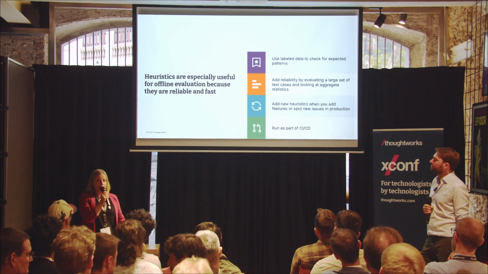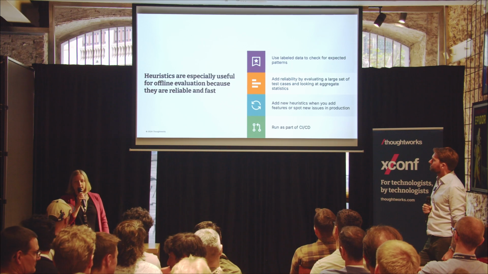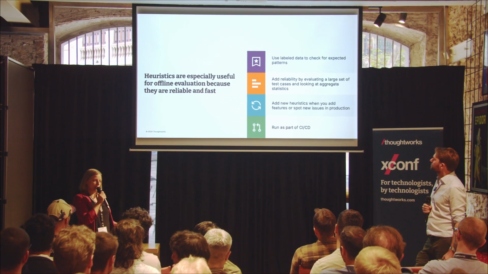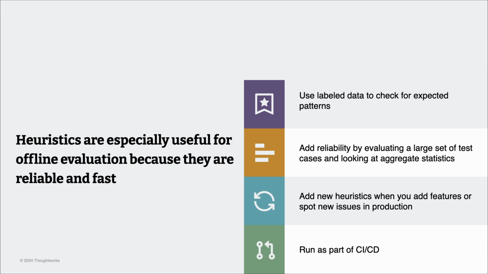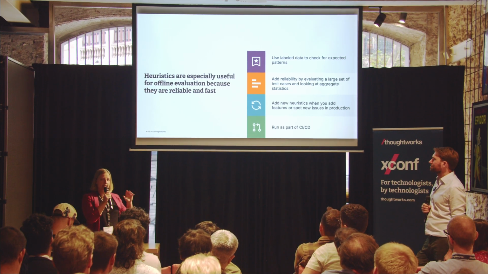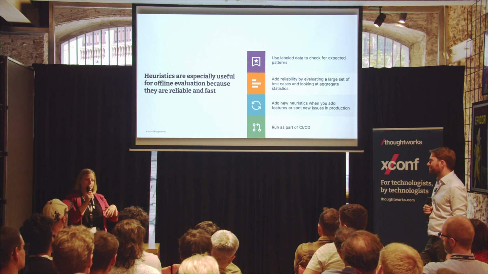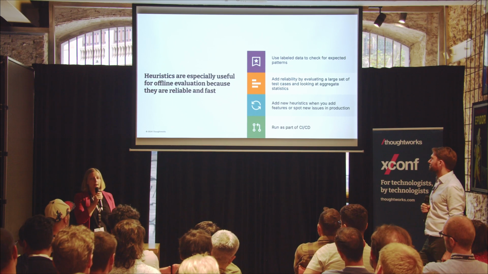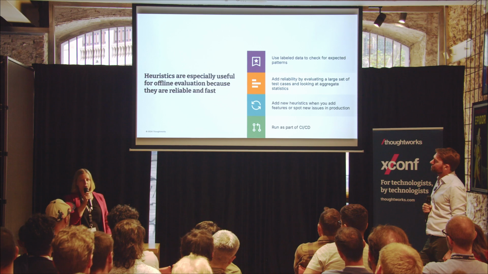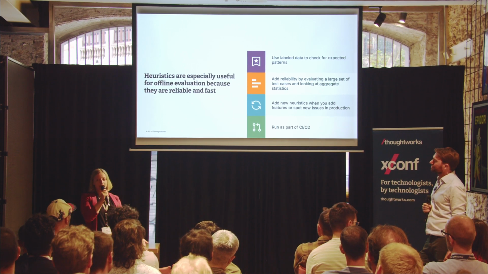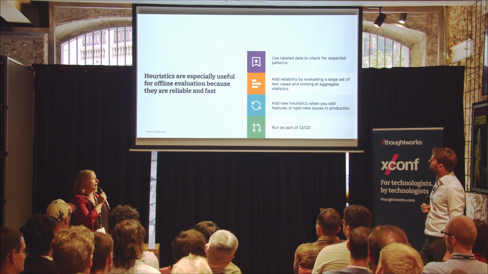I'm going to spend a little bit of time on the heuristics part, just because they're really useful for offline evaluation. You can also do LLM as a judge for offline, but we'll cover that more in the online part. The reason heuristics are useful here is that they are reliable. You know that at least the test is deterministic, maybe not the LLM output, and they're really fast to run. You don't have to wait for an LLM API call for your evaluation.